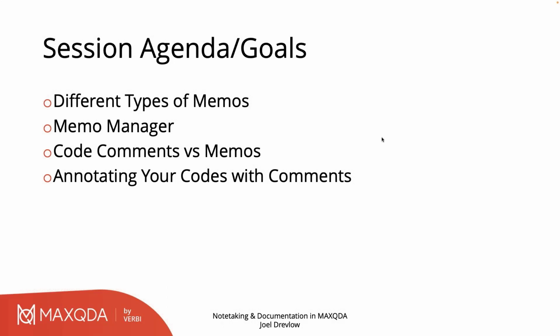It's pretty straightforward, but it is an important distinction. I'm also going to show you one particular way that you could use code comments to annotate the coding that you do in MaxQDA. And you can use this in a couple of different ways. I'm going to show you how you can annotate just an existing code structure, but I'm also going to show you how you could annotate a skeleton structure and build up an emergent coding scheme with that process. So that will be how we'll close out the session today.